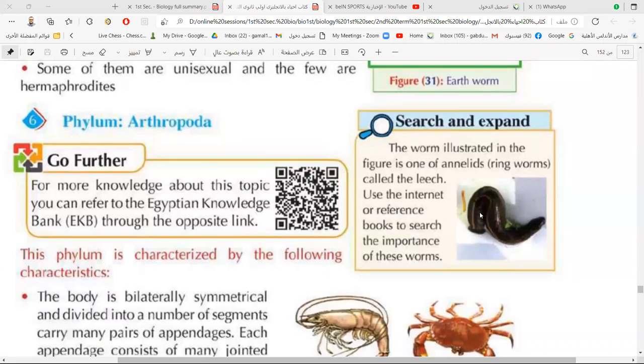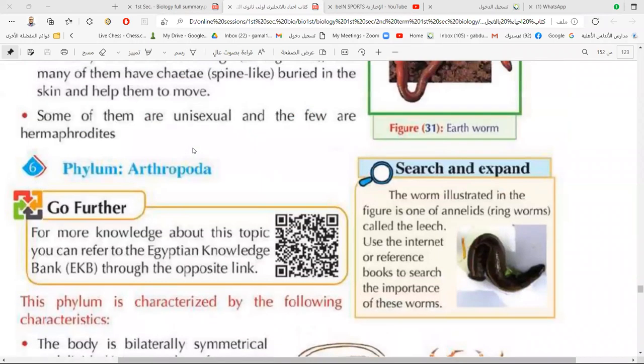This is an example of the parasite leech. The medical leech, which is from annelida, is a parasite on the fish. It sucks the blood of the fish. The medical leech is used in some medical purposes. They use it to suck the blood of some patients in medicine.